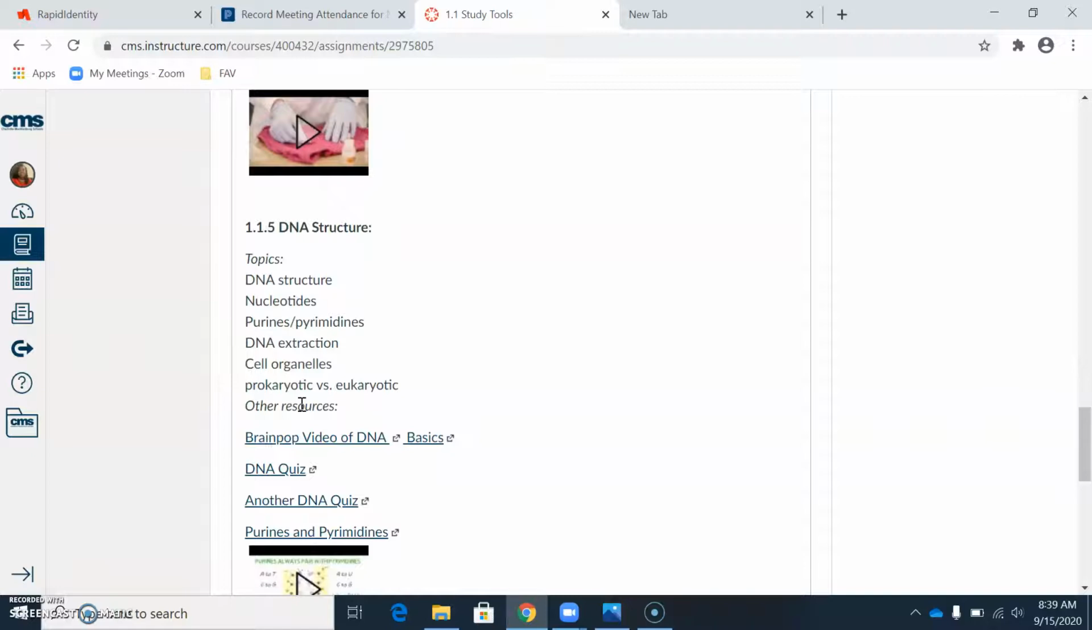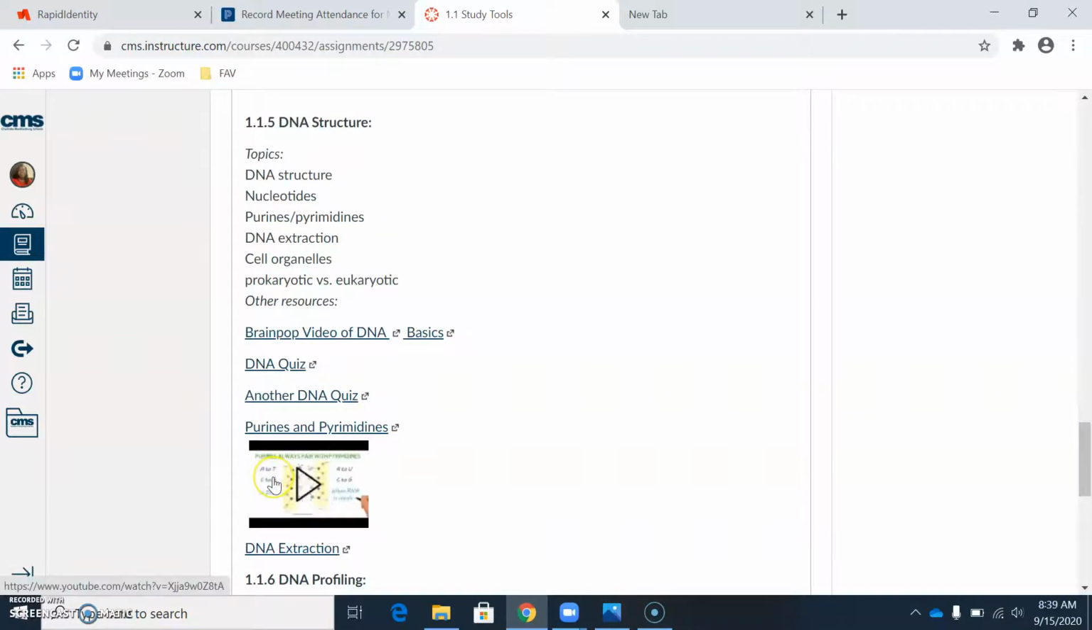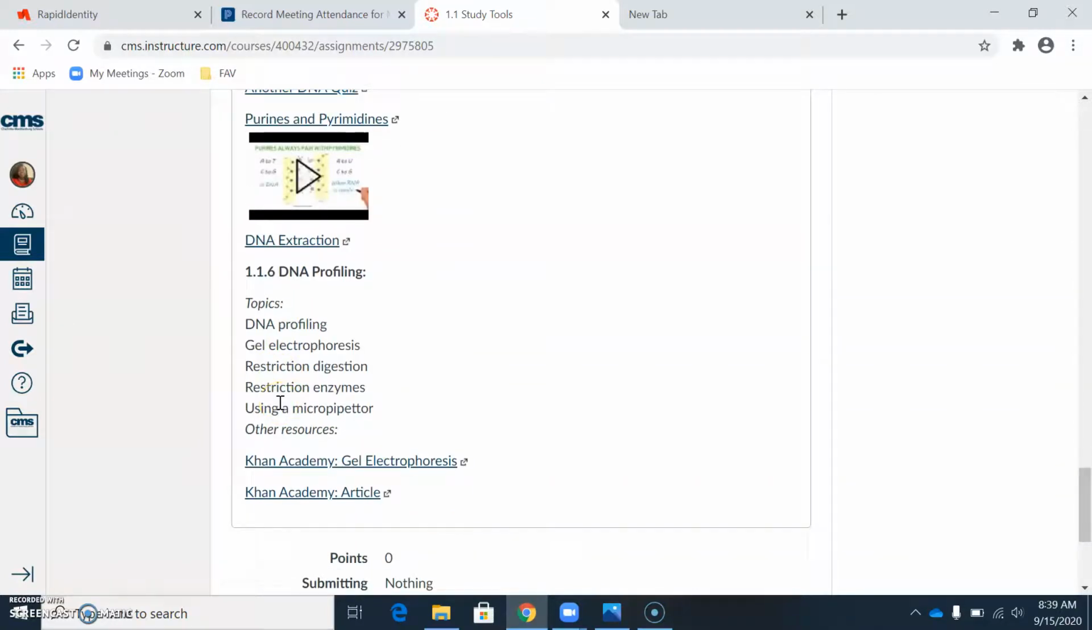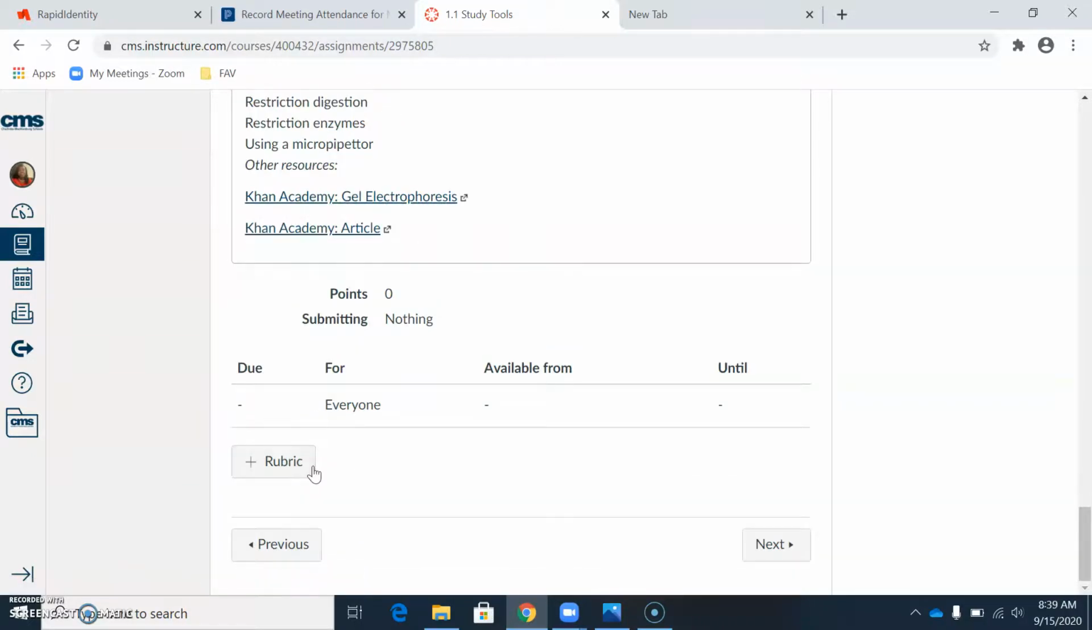1.1.5 dealt with DNA, so just reviewing the DNA information that we have. And then it went into DNA profiling. So remember the gel electrophoresis and the restriction enzymes and all of that other stuff, and there is some information about that you can also review.